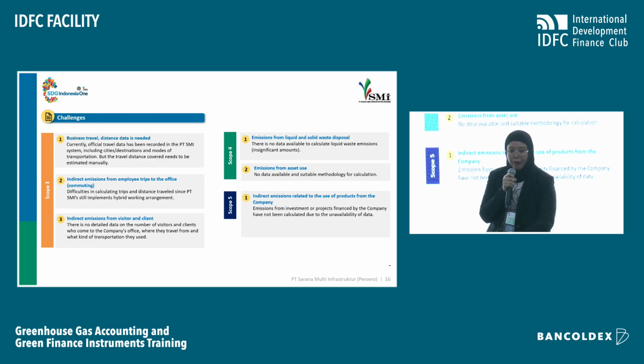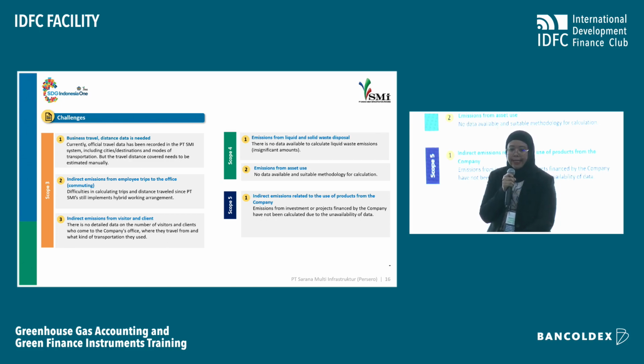And then the second one, indirect emission from employee trips to the office. Actually, PTSMI has difficulty calculating trips and distance traveled, since PTSMI still implements a hybrid working arrangement. So this is also a challenge for us.